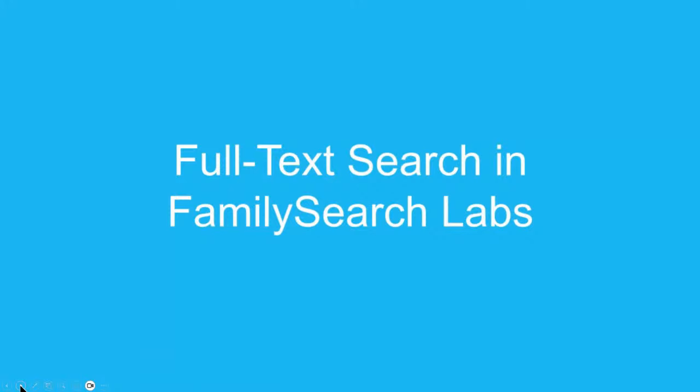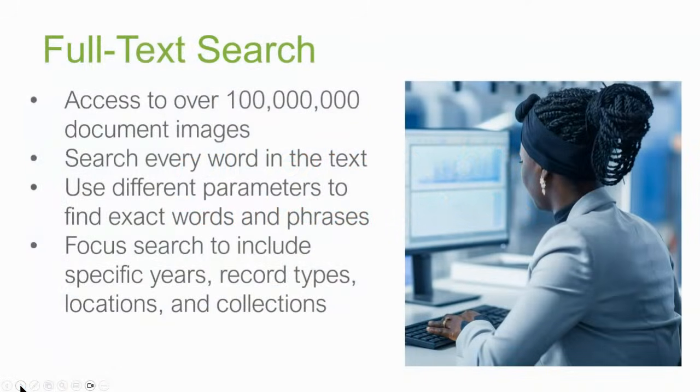The final tool I'm going to show you today is actually an experiment in FamilySearch Labs called Full Text Search. Using state-of-the-art AI technology, engineers at FamilySearch have taught the computers to read handwriting in various types of historical records. The computers then make a transcription of the records, and using optical character recognition, or OCR technology, those transcriptions and the accompanying documents have become every word searchable.